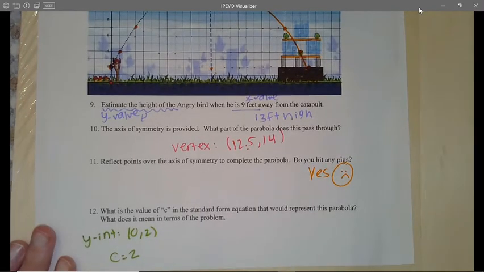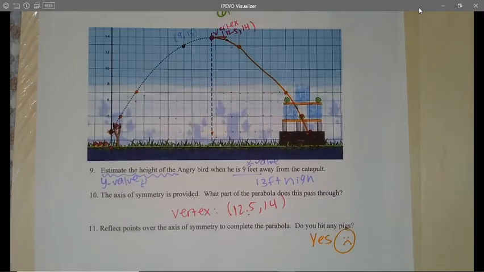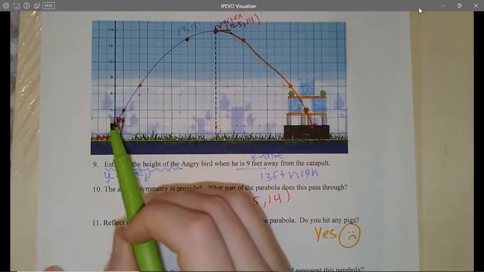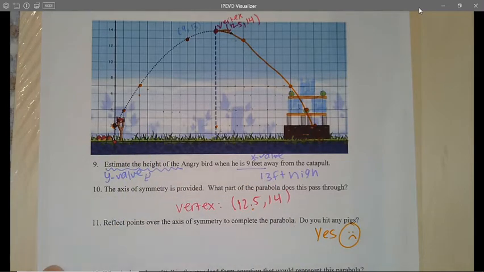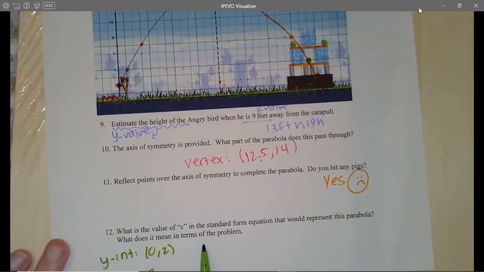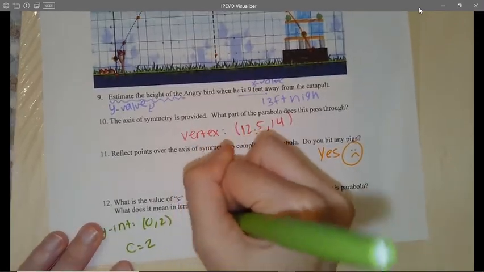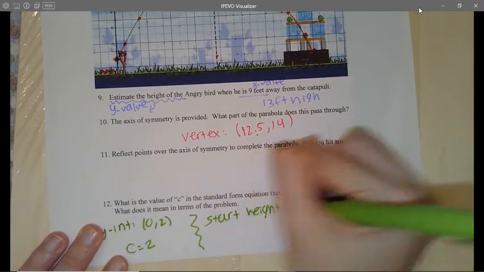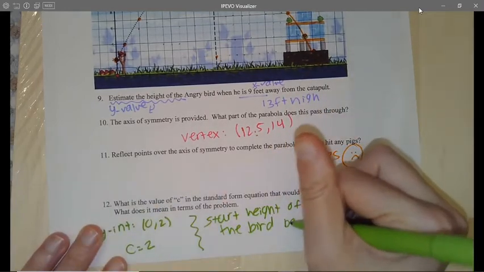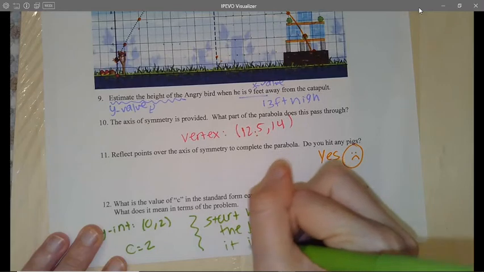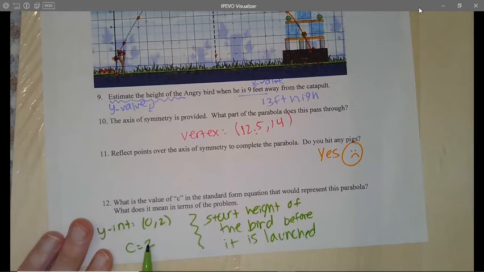Okay, and then it says, well, what does it mean in terms of the problem? Okay, again, I know the picture is drawn in a strange way, but like the last time, the y-intercept typically means the starting height of the bird, or your start point. What it means is this is the start height of the bird before it is launched. Okay, so the bird starts at 2 feet before it's launched.